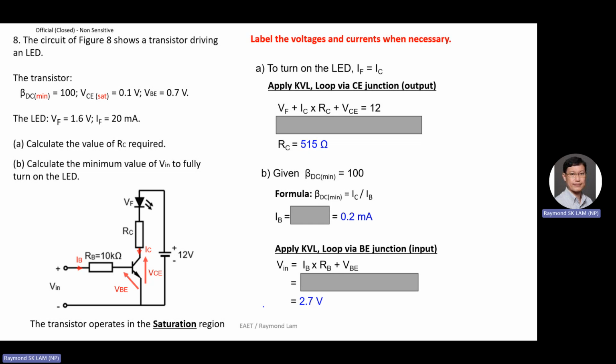Then because IC equals beta IB, no current flows through the collector, so there will be no current flowing through here. For example, you cannot switch on the LED. So for example, it's V in equal to 0 volt. This is called cutoff.